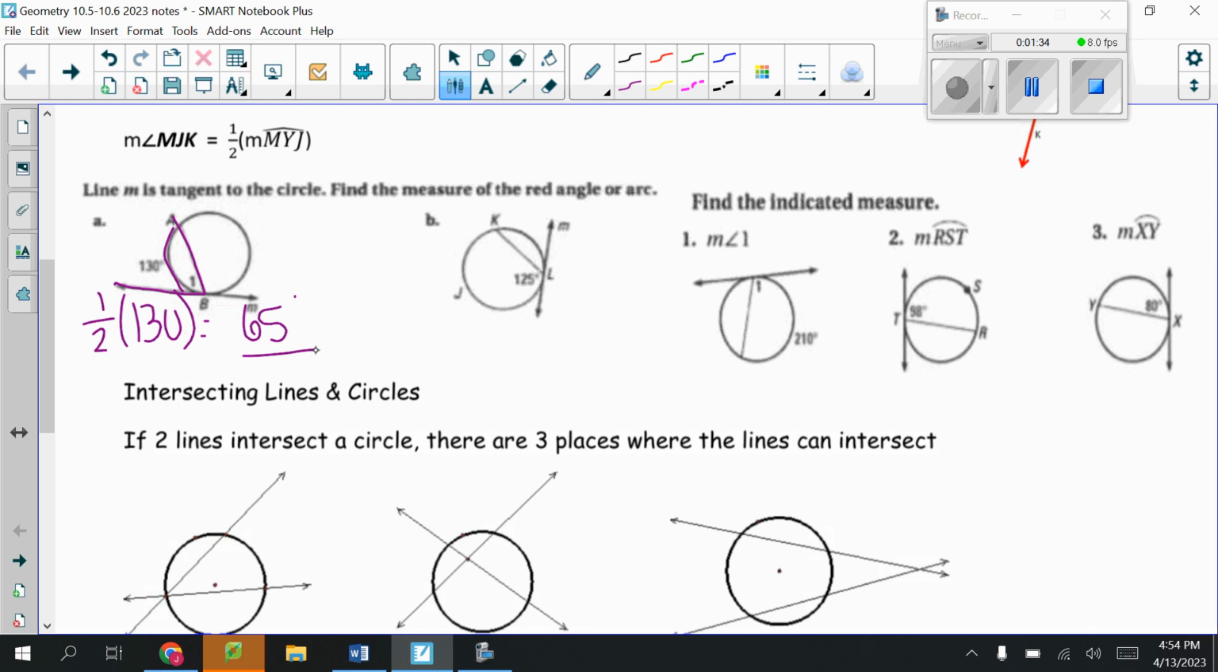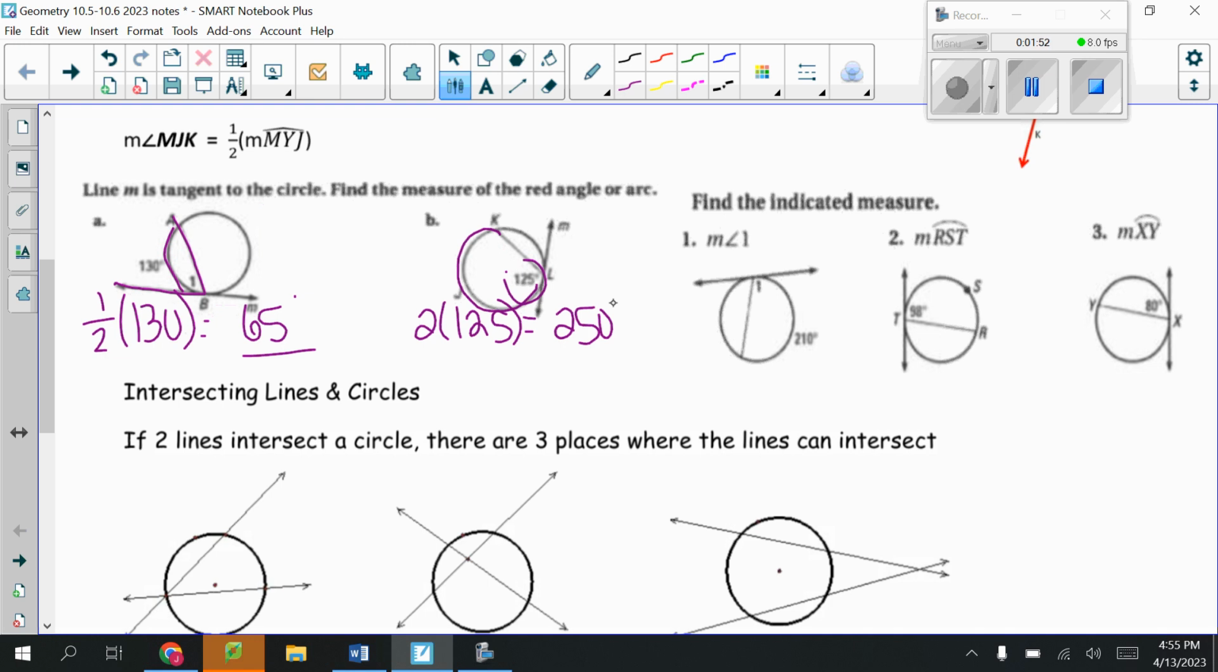The second one, the arc that we want is KJL. We know this angle, so my arc is going to be double my angle. So 2 times 125 is 250 degrees.